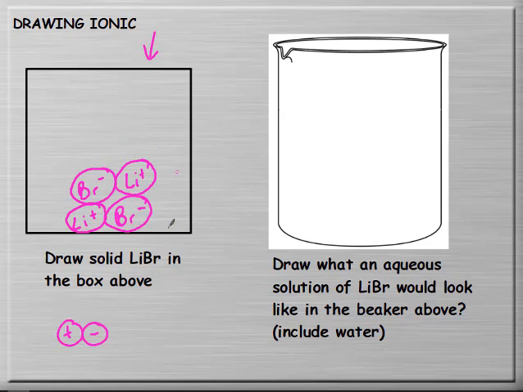I could keep going up or to the side if I needed to draw more formula units. But it's got to be in a repeating unit, so that way my negatives don't touch and my positives don't touch, to minimize repulsions. So if I was to drop a lithium bromide in water, would it stay together like my solid to the left? Or would it break apart? If you said break apart, you are correct.